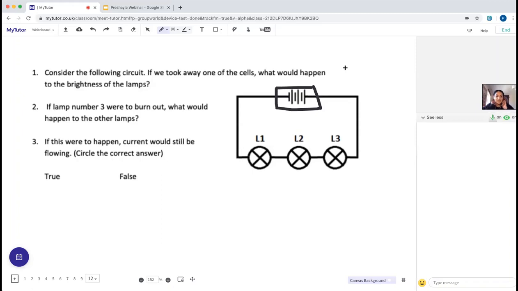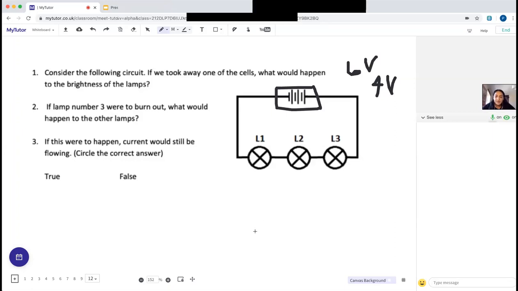The voltage is lessened, so there's less potential difference if we take away one of the cells. Let's say each cell is 2 volts, so 2 volts plus 2 volts plus 2 volts. Let's say this battery was 6 volts because of 3 cells joined together. If you take away one cell, it's going to reduce to 4 volts. Now, if we have a lesser voltage, we have less power, and therefore less brightness.